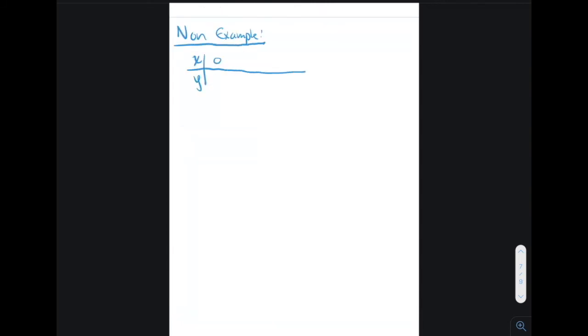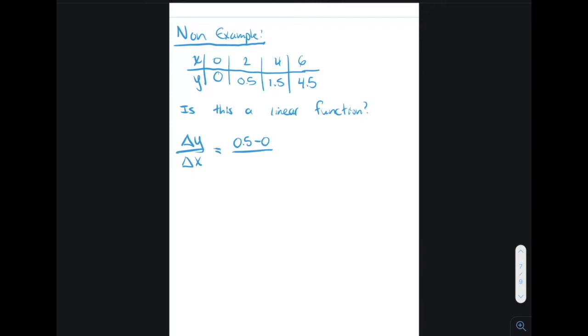Let's quickly look at an example of some function that is not linear, just to see something else. We have the familiar table setup: the points 0, 0; 2, 0.5; 4, 1.5; and 6, 4.5. We might be asked, is this a linear function? To show that it's a linear function, we might try to find m and b such that we can express this function as y equals mx plus b, or we can show that no such m exists by showing that it does not have a constant rate of change. So let's find its rate of change for two of the points we know. Let's use the first two.